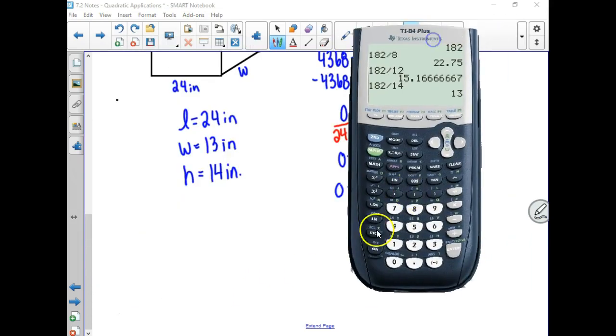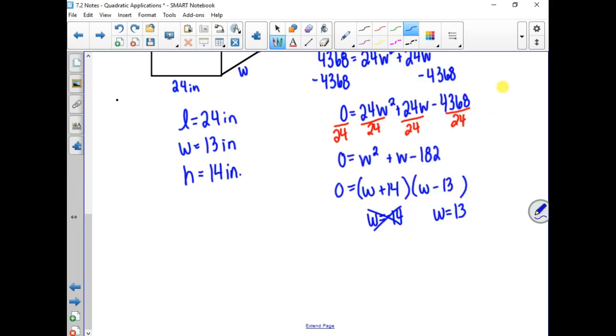We can always check to make sure we got that correct volume. Just get your calculator and multiply 24 times 13 times 14, and there we go, 4,368. So we feel reasonably assured that we did that problem right.